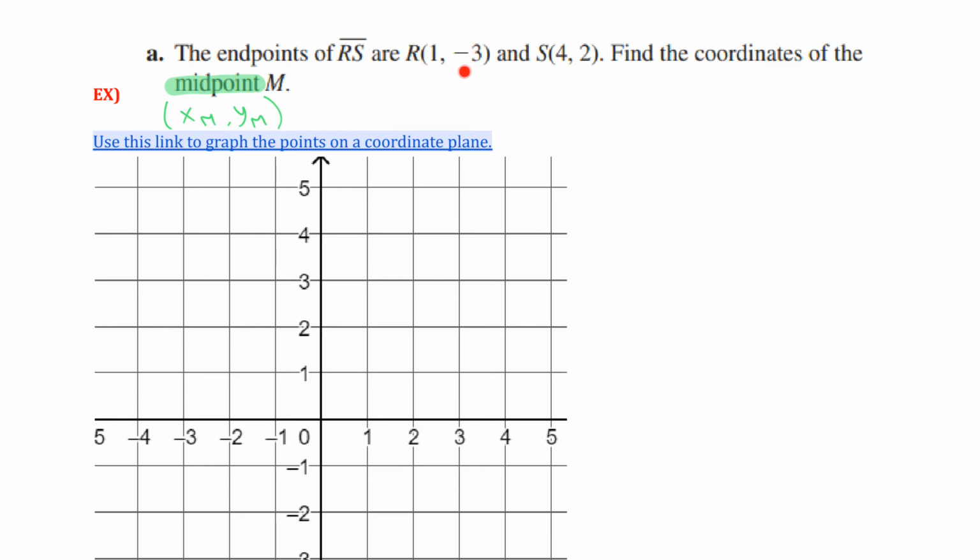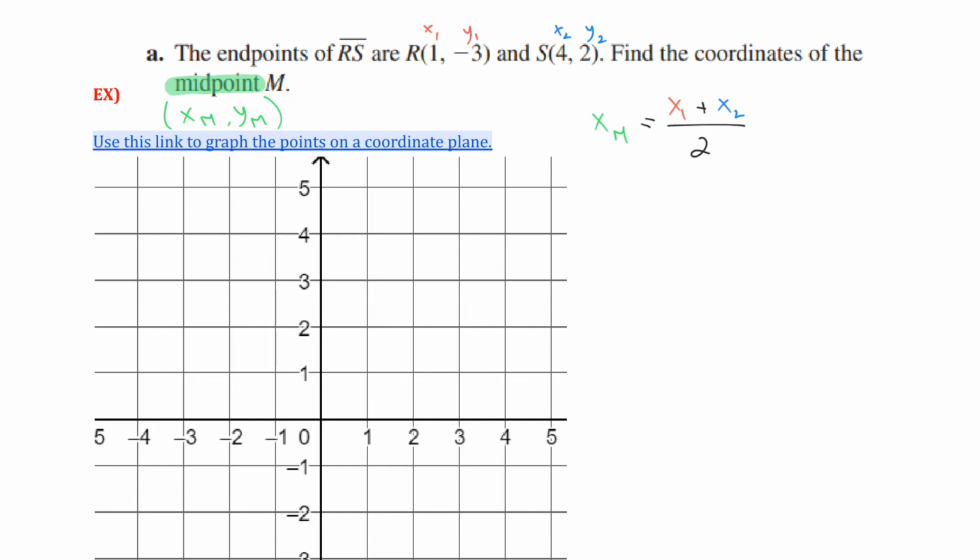I have two endpoints given to us, R and S. It doesn't really matter which one you label as which, just pick one. So for point R, I'm going to label that as x1, y1, and I'm going to label S as x2, y2. Now we have all we need to substitute into our equation from earlier, which said that xm is equal to x1 plus x2, and all of that gets divided by 2.